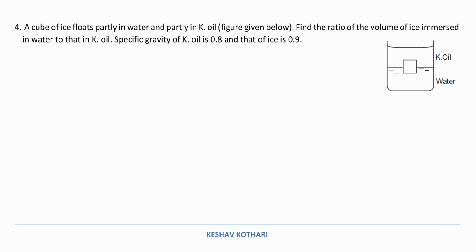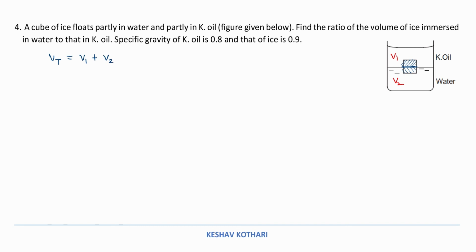So now over here what we do is we divide this ice into two parts. In the first part we have a portion which is in the kerosene oil, and in the other part we have something which is in water. So I can say that the volume present in kerosene oil is V1, and that present in water is V2. So the total volume V total is equal to V1 plus V2.